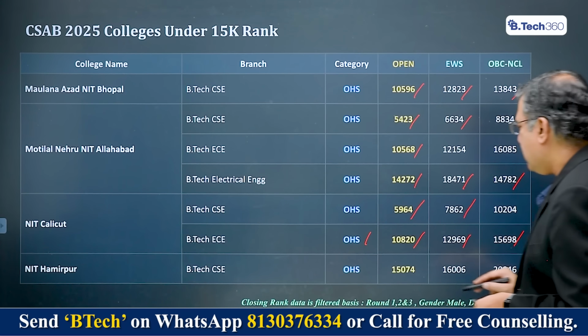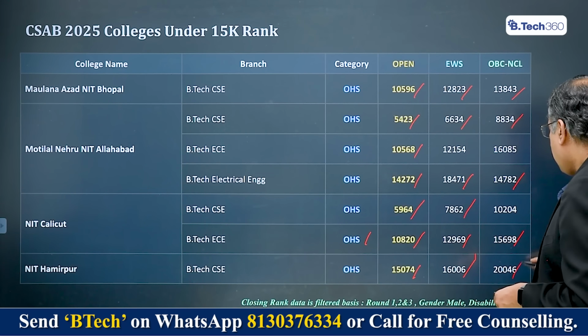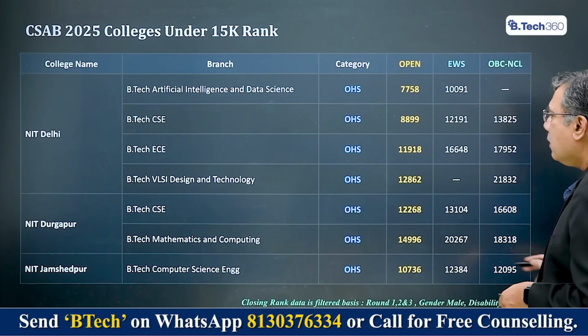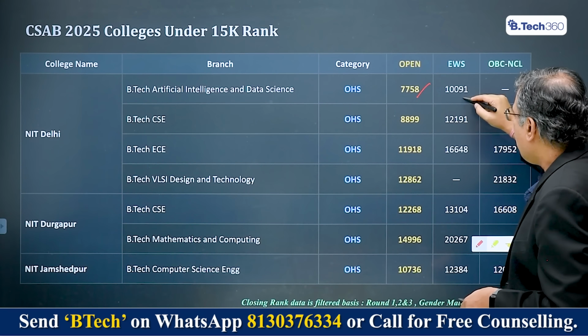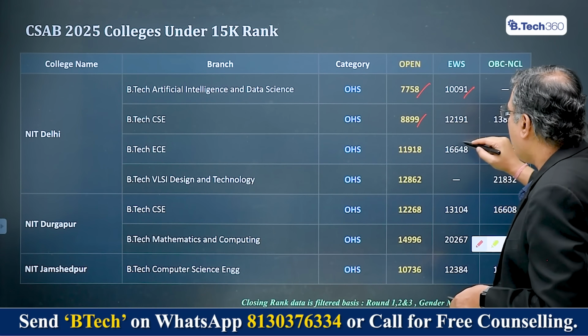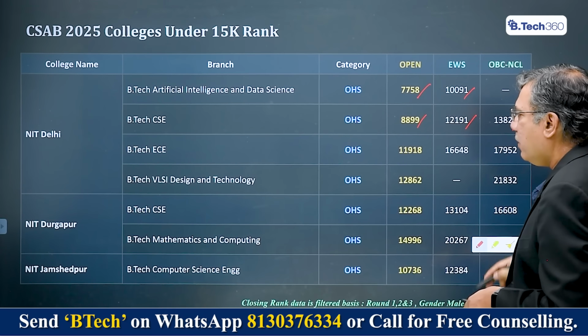NIT Hamirpur, Btech CSE is 15,074, EWS is 16,006 and 20,046 for OBC-NCL. NIT Delhi, Btech AI and Data Science is 7,758, 10,091 for EWS. NIT Delhi Btech CSE 8,899 for open category, EWS is 12,191, OBC-NCL is 13,825.